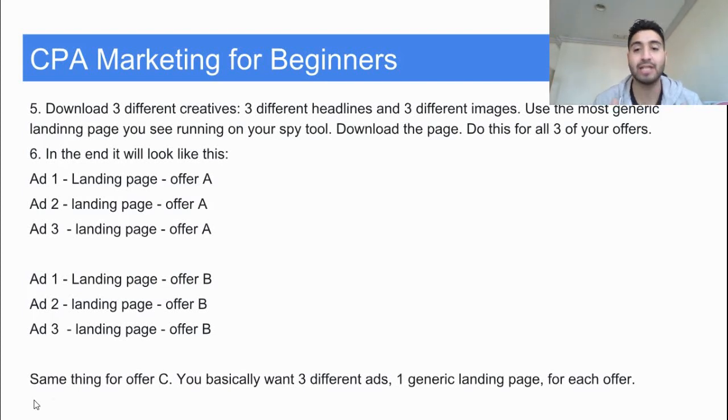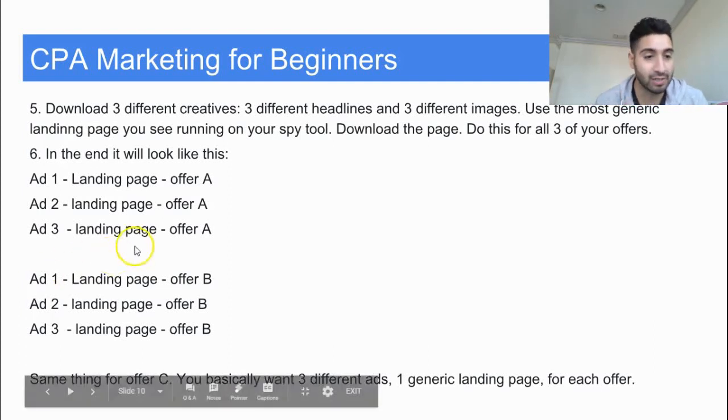So 3 different headlines and 3 different images. And then once you get those, you want to find the most generic landing page you see running on your spy tool. Download the page. Now, once that's done, do this for all 3 of your offers. So in the end, it will look like this.